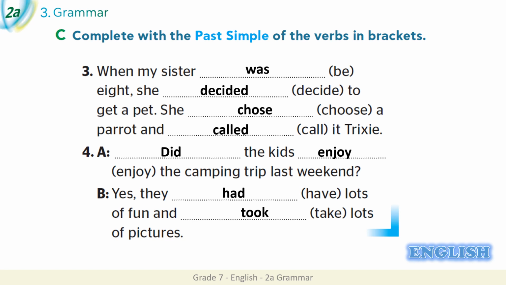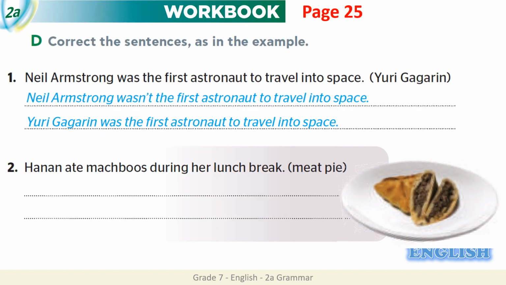Well done, everyone. You can practice more by completing exercise D in the workbook, page 25. Correct the sentences as in the example. First, you need to write the sentences in the negative and then write new sentences using the words between brackets.